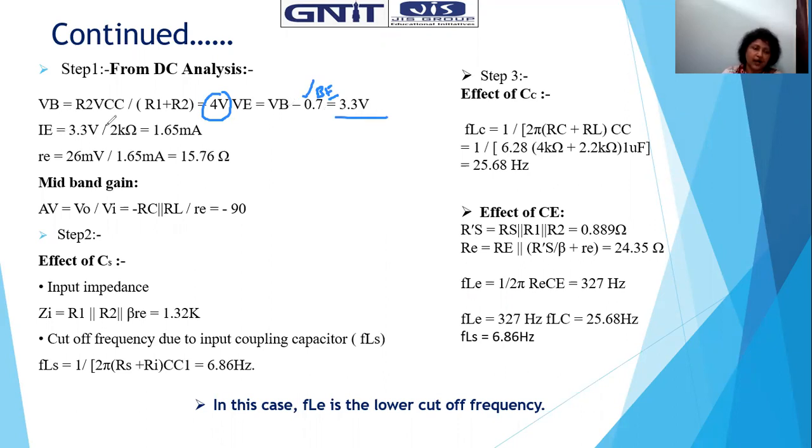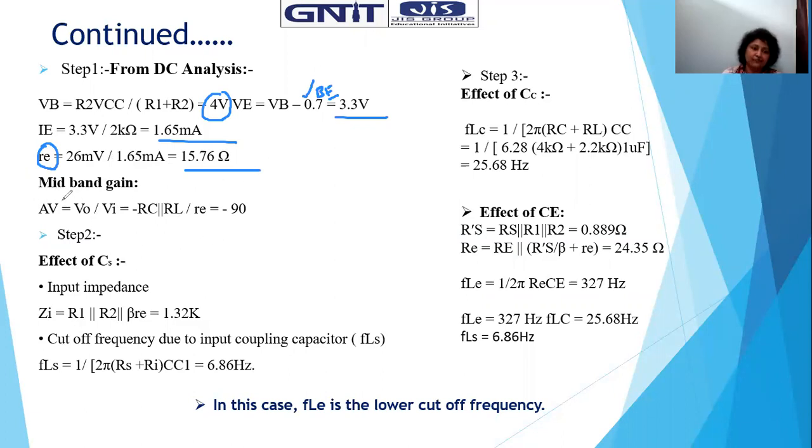Now what is IE? IE is the drop against RE. That means VE divided by RE. So 3.3 volt divided by 2 kilo ohm. So we got 1.65 milliamps. So while it is 1.65 milliamps DC IE, so what is re? Dynamic impedance at the emitter terminal resistance, the emitter terminal of the transistor device. So 26 millivolt divided by 1.65 milliamps. So we are getting 15.76 ohm, right?